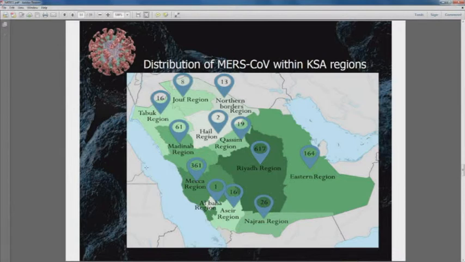The distribution of MERS corona within the Kingdom of Saudi Arabia region shows that Riyadh had 617 infected cases, and the deaths were 208. Recovery cases were 221. Mecca region shows 361 cases. The deaths were reported with 104 cases, and the recovery cases were reported as 64. When we talk about Medina region, 61 cases were infected, 19 cases were reported death, and 15 cases were reported as recovered.